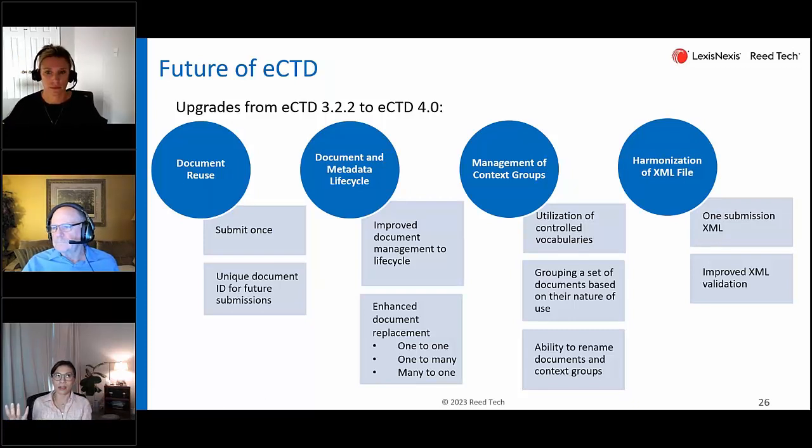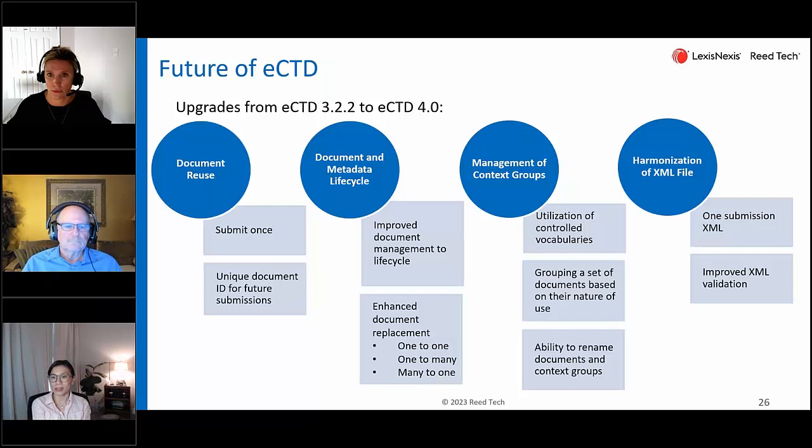There are a lot of changes from 3.2.2 to 4.0, but I'm going to highlight four of the majors that I think are really different from what we're used to in submitting under the current eCTD guidelines. So for document reuse, which is very new in 4.0, every single document, to use the example of the 1,500 files, is each going to be assigned a unique document ID.